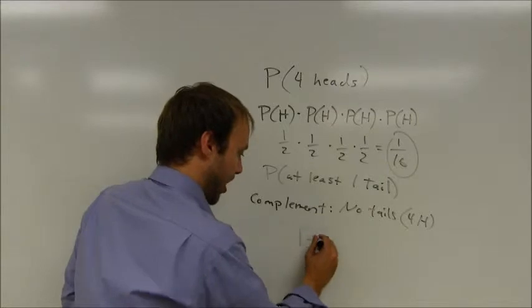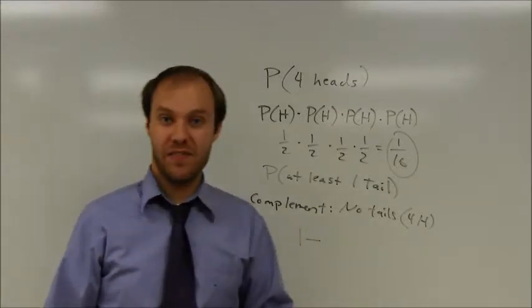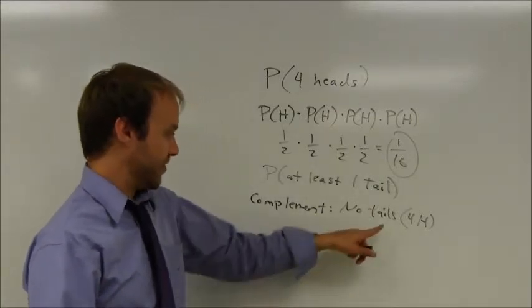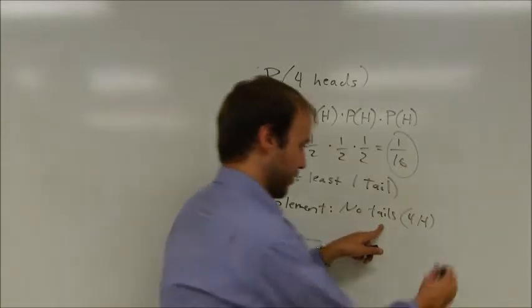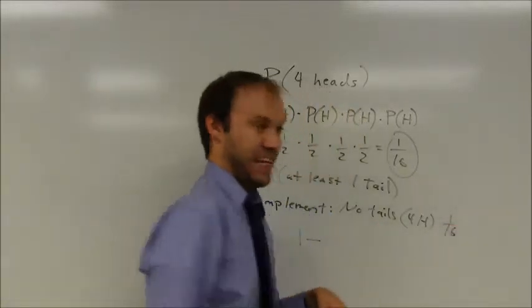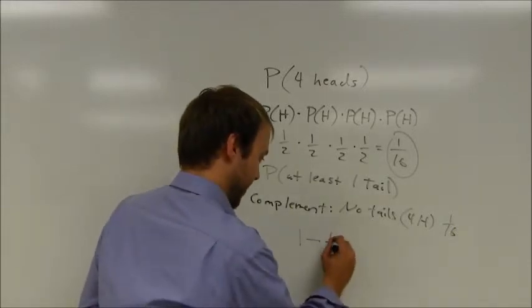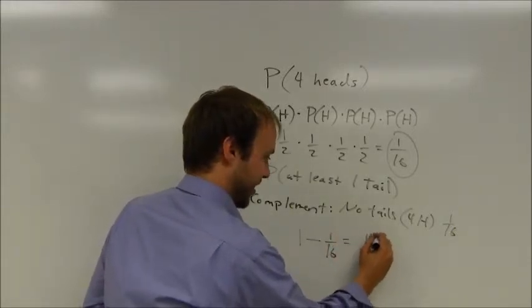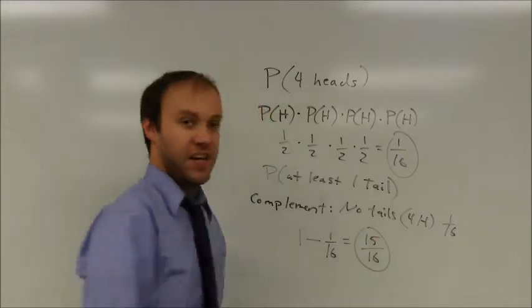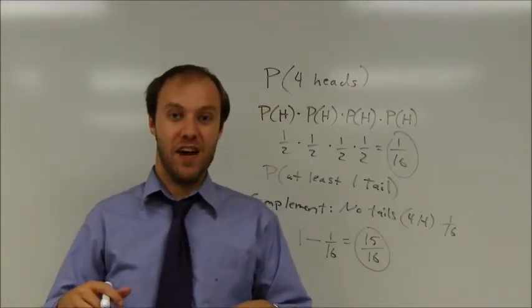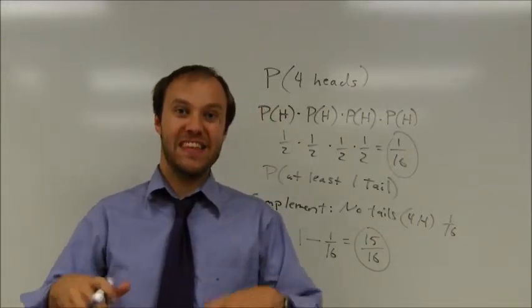So I can take 1 minus the probability of the complement. Okay, in this case, the chance of having no tails is 1/16th. That means the probability of having some tails is 15/16ths. A very simple way to do problems, especially if you have to find something that involves at least a certain number of values.